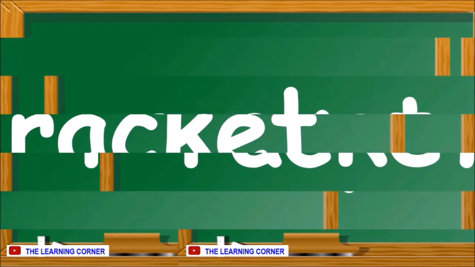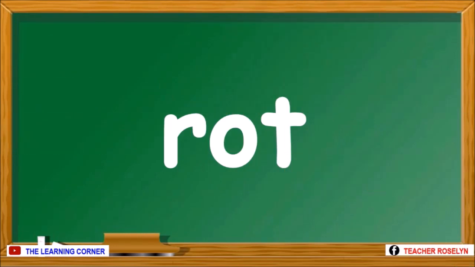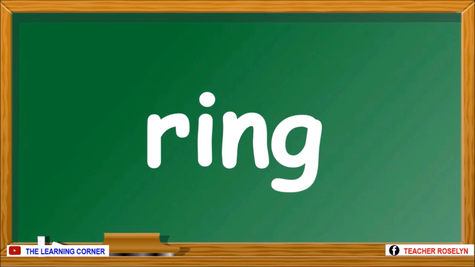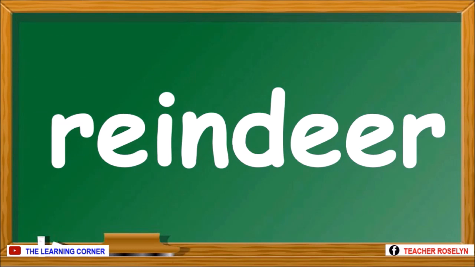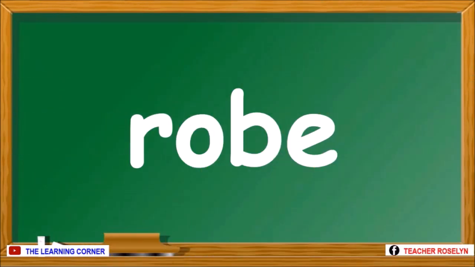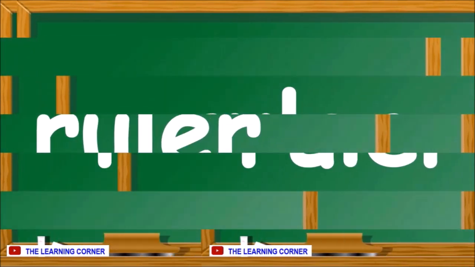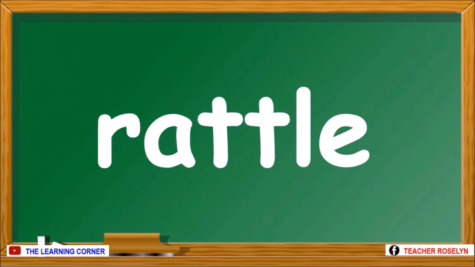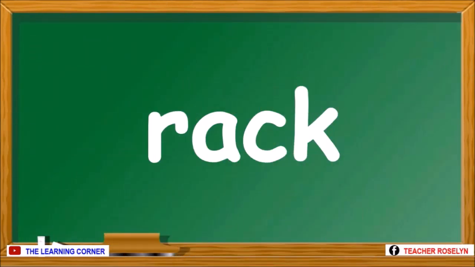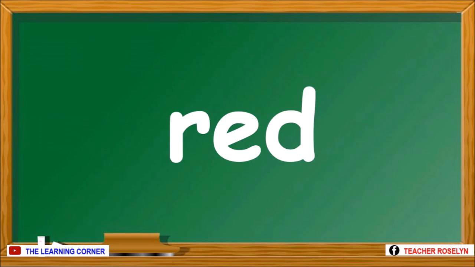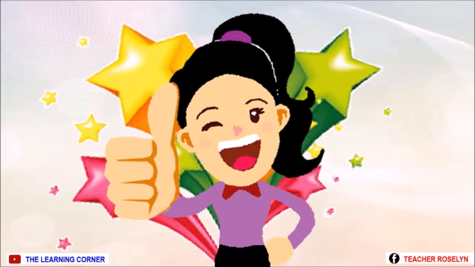Racket. Rosary. Rod. Ring. Radish. Reindeer. Rope. Ruler. Rattle. Ribbon. Rack. Red. Rain. Good job!